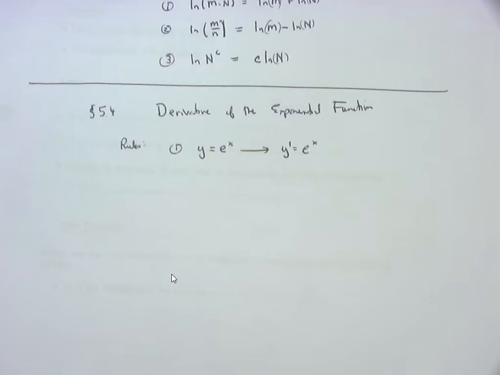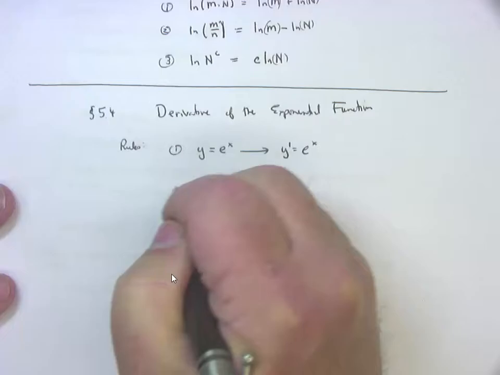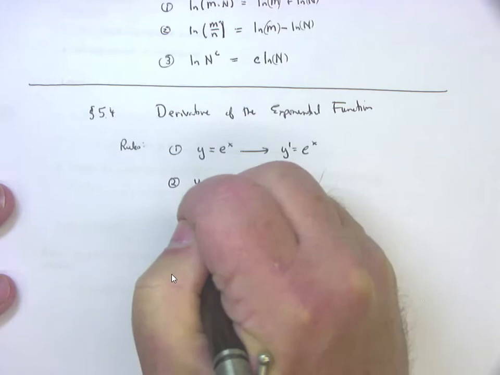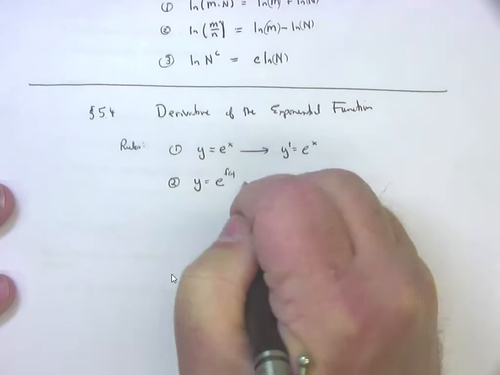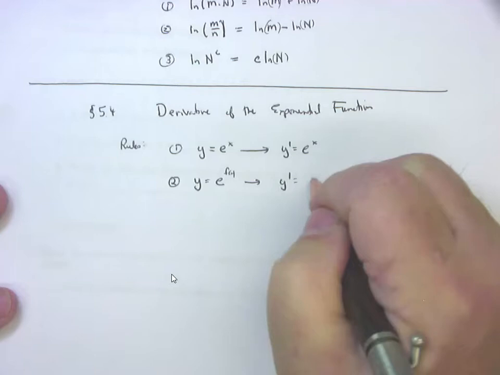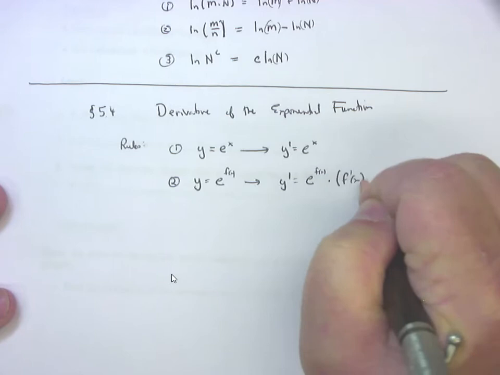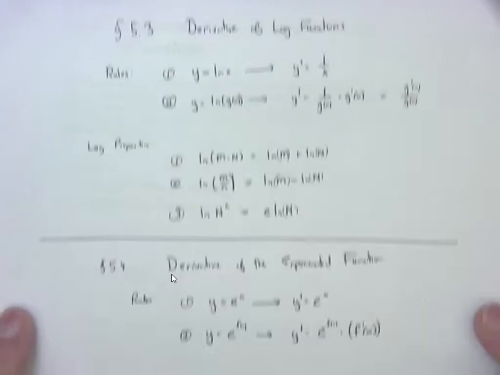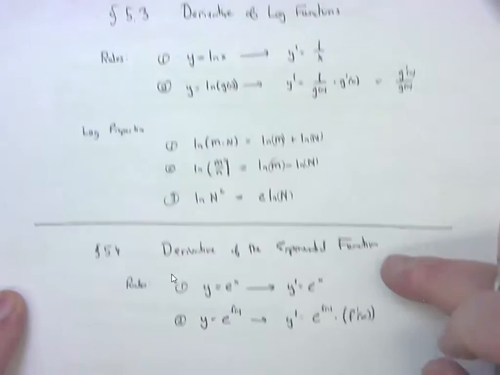So the second rule is the chain rule version of it. Instead of y equals e to the x, you've got y equals e to a function. We'll call it f of x. Then the derivative of e to a function is going to be the same thing, e to the function. But then you've got to do times the derivative of the exponent. The exponent is, quote unquote, the inside. So this is the chain rule version of it. For every rule we give you, there's the basic rule and then the chain rule version of it. You've got to remember those two things.